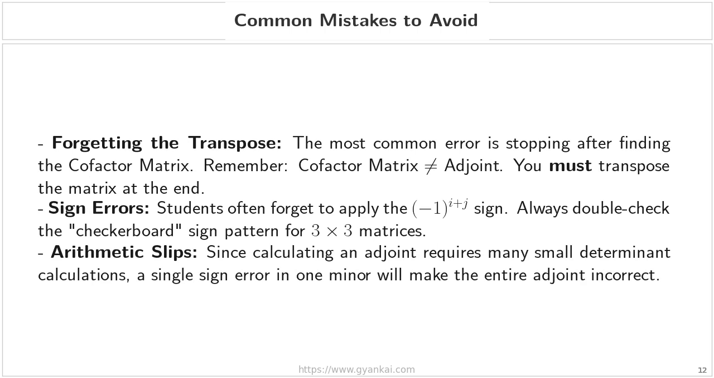Finally, be mindful of simple arithmetic slips. As we just demonstrated in the detailed example, finding an adjoint requires a long sequence of small determinant calculations. Because every single element in your final matrix depends on these individual calculations, a single mistake in just one minor can cause a domino effect, making your entire adjoint matrix incorrect. Take your time and be meticulous with your calculations.